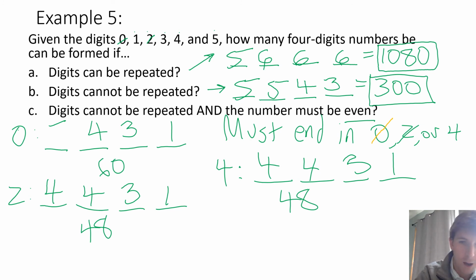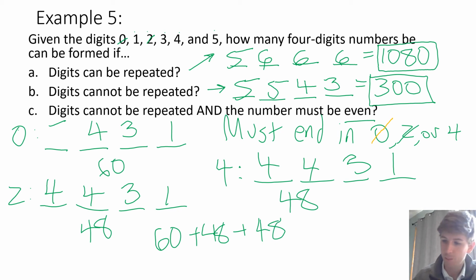So to top it all off, to figure out the total number, we just have to use the addition principle and add up each of those mutually exclusive outcomes: 60 plus 48 plus 48, and we would get 156.